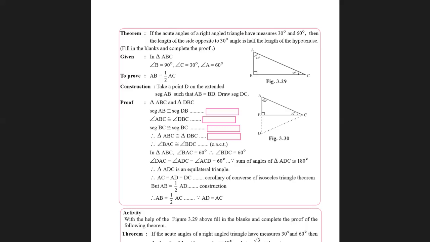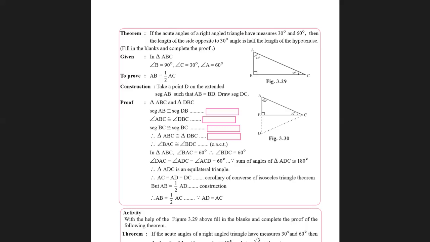For construction, take a point D on the extended segment AB such that AB is equal to BD. Draw segment DC. So this is the construction. We extend from B up to the point D such that AB equal to BD and we join DC. Now for the proof, in triangle ABC and triangle DBC, you have segment AB congruent to segment DB by construction. So in the first box, you can write by construction.